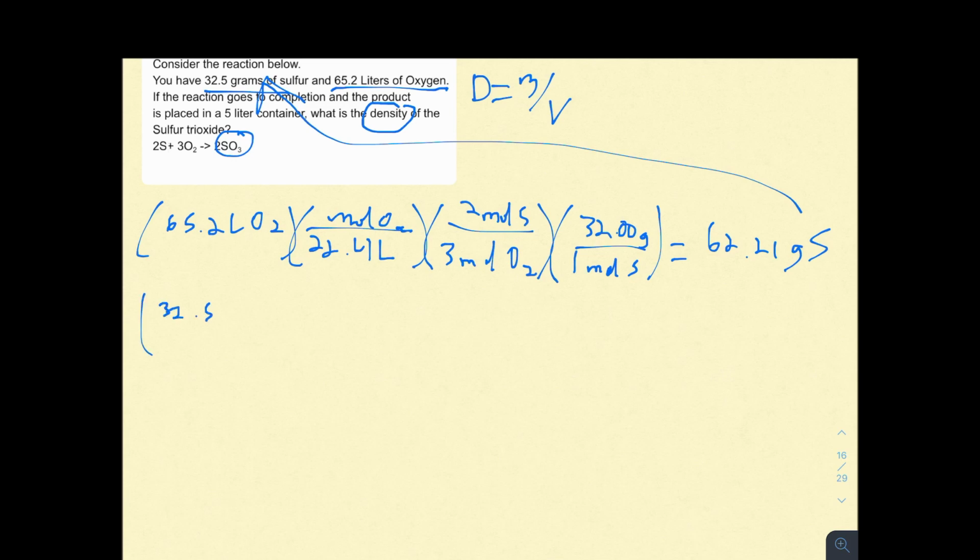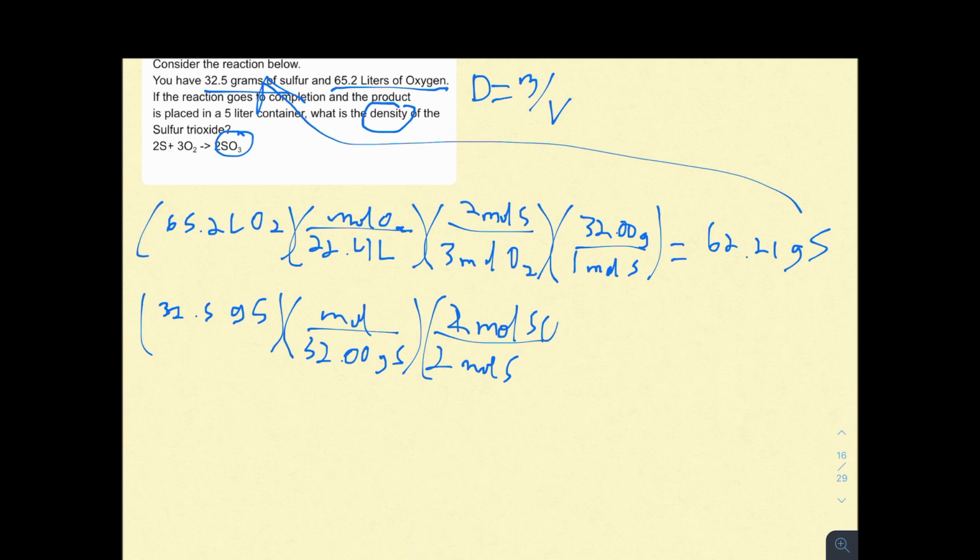We take our starting 32.5 grams of sulfur, divide by the molar mass to get moles, use our ratio of 2 sulfur to 2 sulfur trioxide to get moles of SO3, and finally, we multiply that by the molar mass to get 81.16 grams of sulfur trioxide. We then divide that by our 5 liters to get the density of our sulfur trioxide at this point, 16.23 grams per liter.